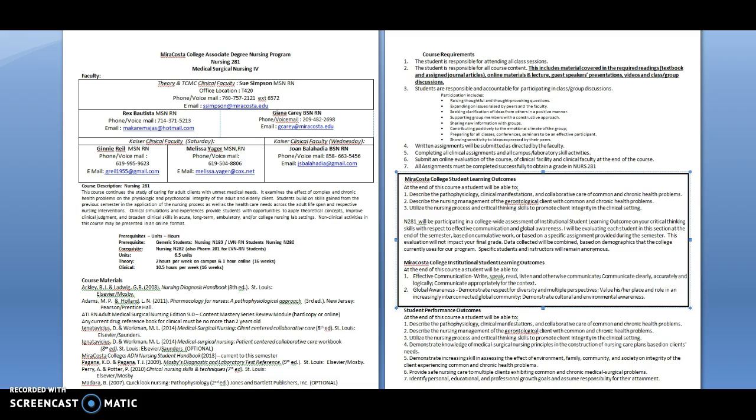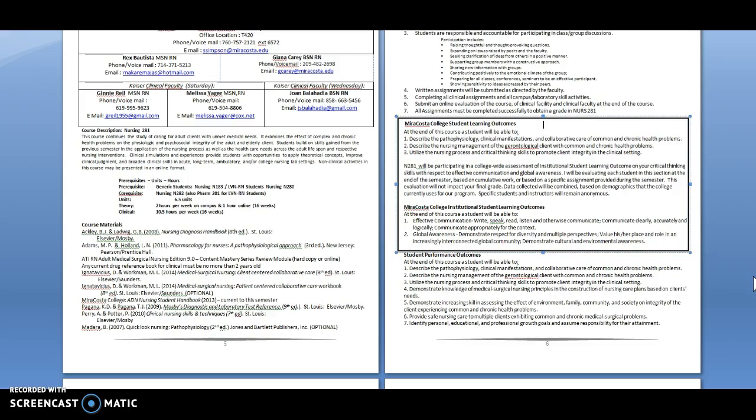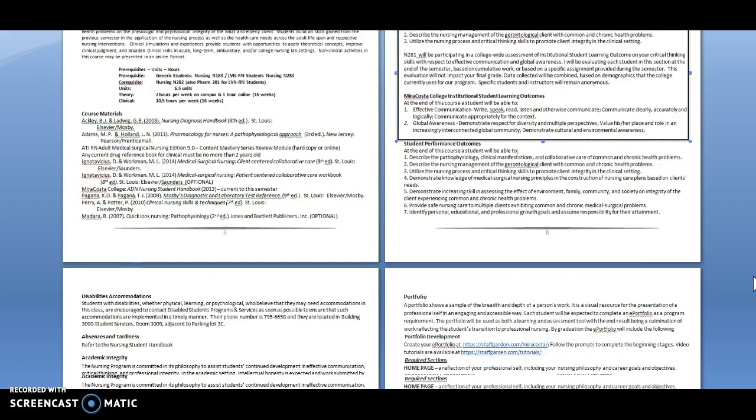Course description, our course materials, we're working primarily in Ignatavicius 8th edition. And here's some of your other supplementals, but I'm going to say that Iggy is the one that you want. The course requirements, what you're responsible for, your student learning outcomes, and the performance outcomes. Those are for you to review.